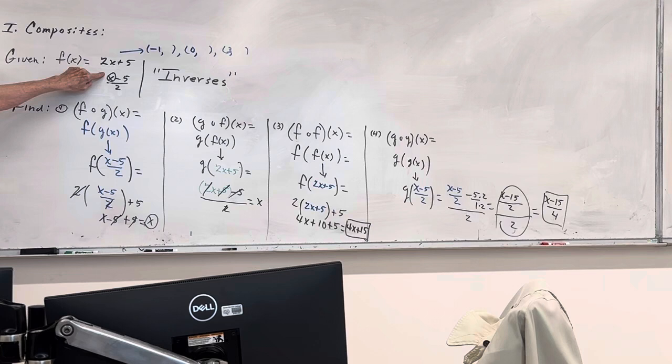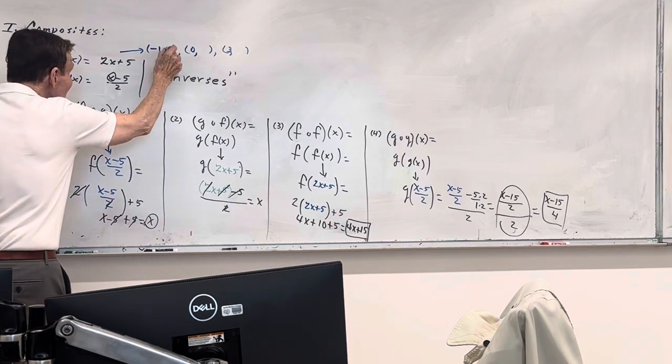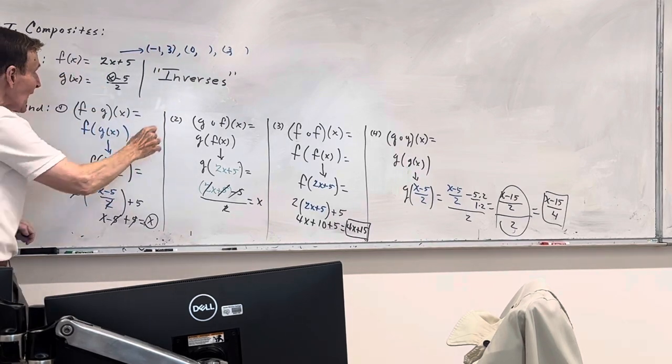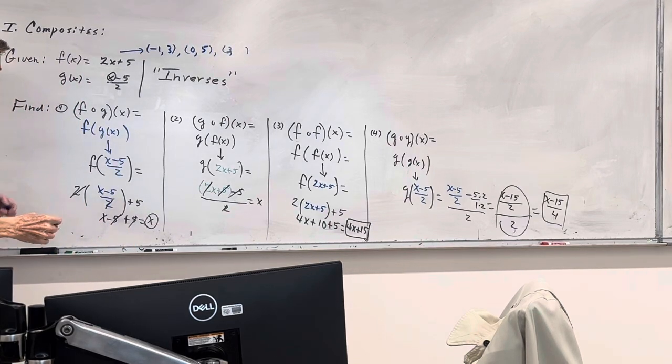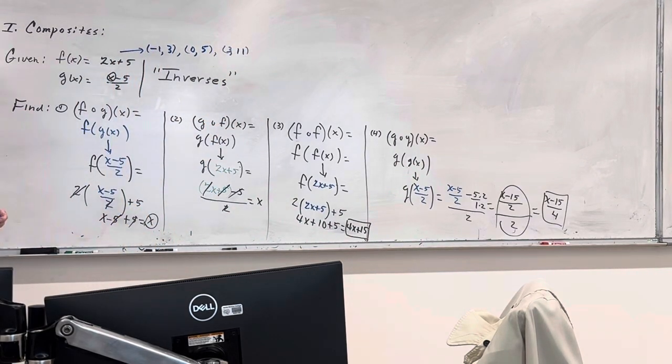Replace those numbers in here. And guys, if I replace a -1, help me out. 2 times -1 is what? -2 plus 5 is what? 3? And that's belonging to that function. Put a 0 in the same function, get a 5. That belongs. Put a 3 in there, I get 6 plus 5 is 11. True? Oh, I love teaching.